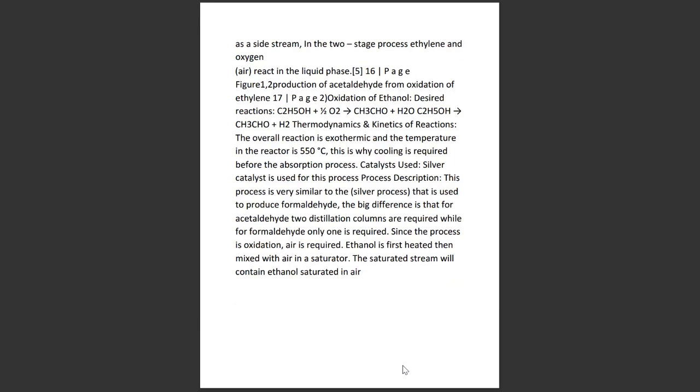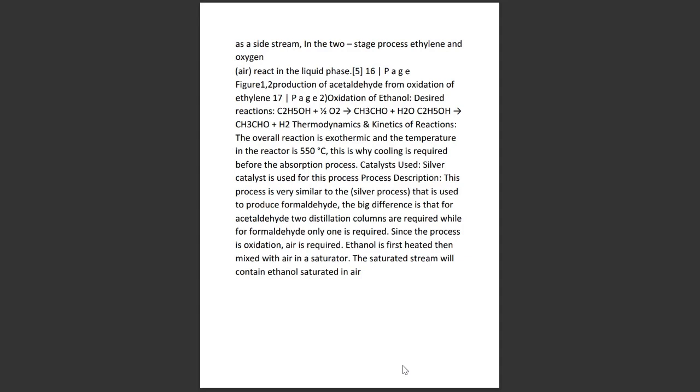The overall reaction is exothermic and the temperature in the reactor is 550 degrees Celsius. This is why cooling is required before the absorption process. The catalyst used is silver. For the process description, the process is very similar to the silver process that is used to produce formaldehyde. A big difference is that for acetaldehyde, two distillation columns are required, while for formaldehyde only one is required, since the process is oxidation.